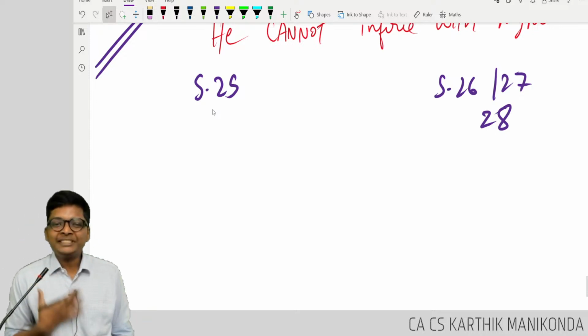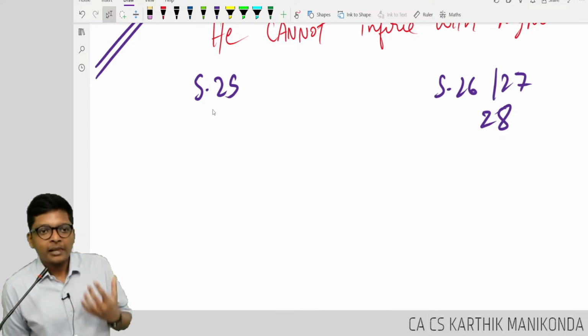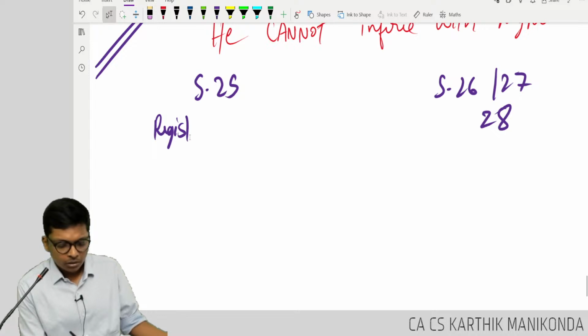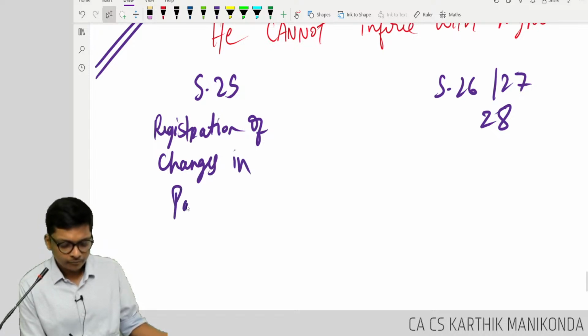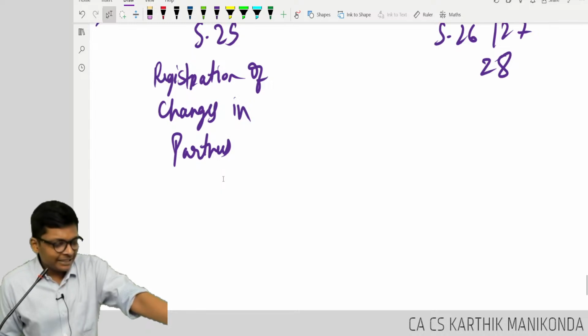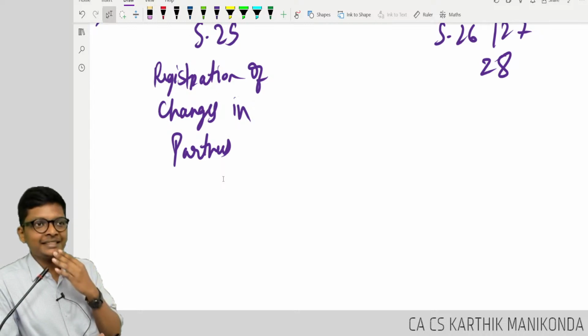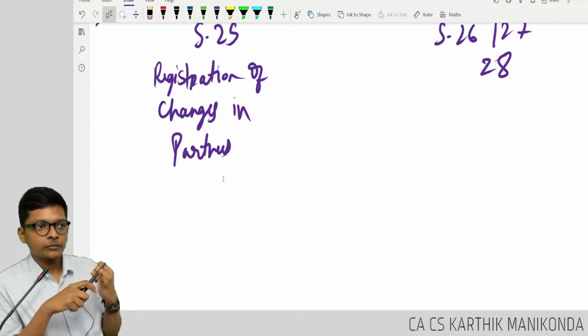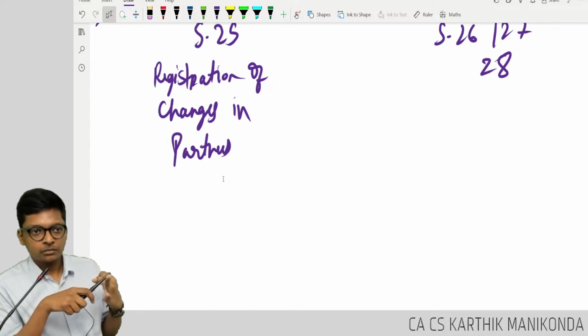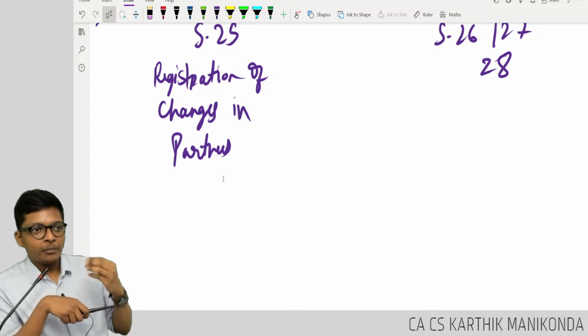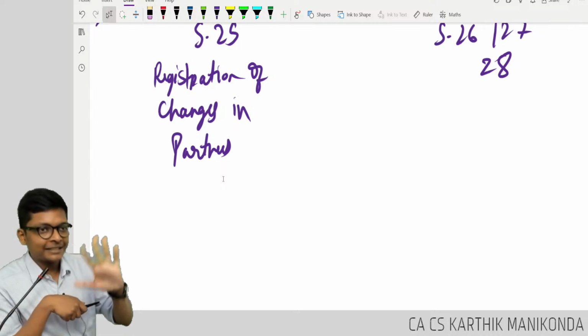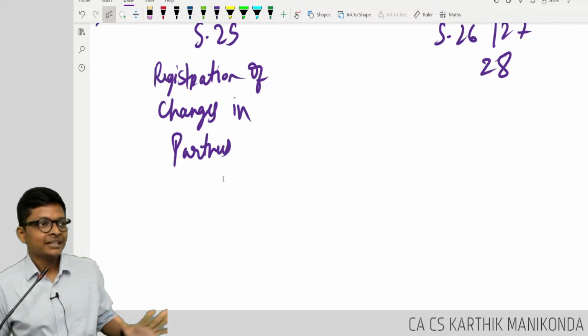Again, the procedural part of LLP. I can't help it much. It's there in the syllabus. We have to learn. This is called registration of changes in partners. Write down, then I will explain. In simple words, to finish this section in just 30 seconds: can a partner change his name? Can a partner change his address? Can LLP change its name? Can LLP change its address? If they make these changes, what should you do? Inform. Within how many days? Section over. That's it. Within 30 days, but here and there some changes.